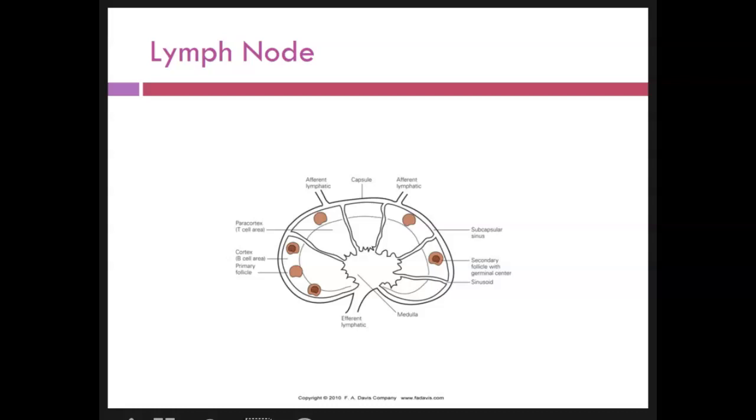So here is the picture of the lymph node. And just know overall that antigens go in through the afferent lymphatic vessel, and they go out through the efferent lymphatic vessel, and they can get circulated, and different B cells and T cells congregate in different areas of the cortex. But we don't really need to go into detail about the lymph node structure.